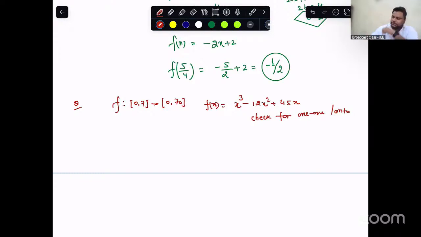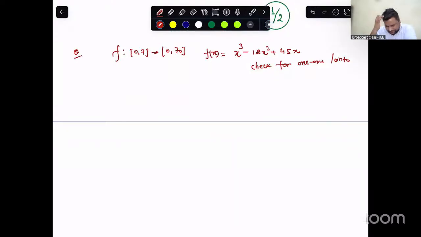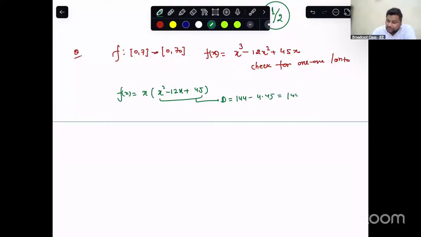Yes. Now see, if I look at f(x), it is x times x square minus 12x plus 45. If you check the discriminant D for this quadratic, that is b square, 144, minus 4 into 45, that is 144 minus 180, which is certainly less than 0. It means this quadratic has no real root, so the only real root is x equals 0.